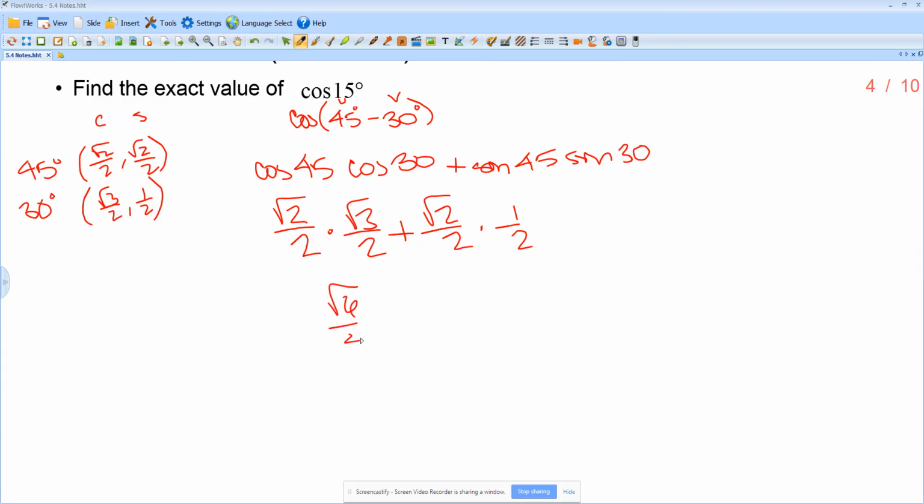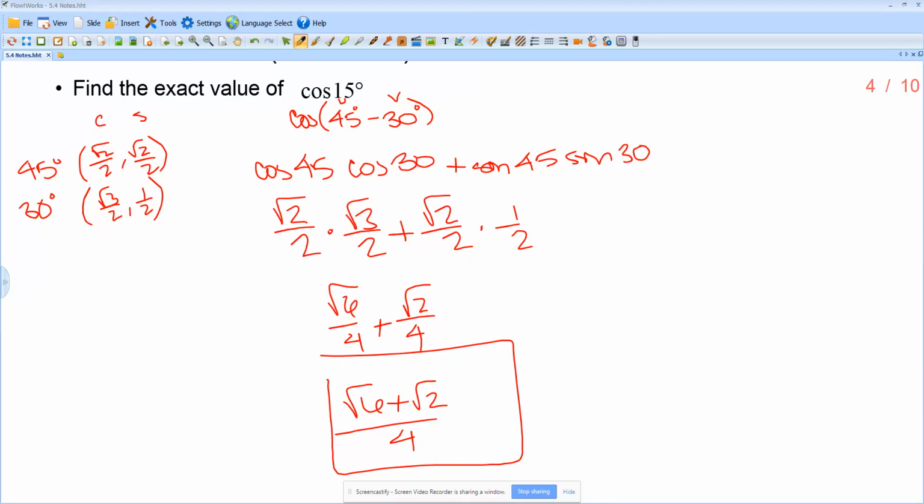This gives me root 6 over 4 plus root 2 over 4. So root 6 plus root 2 over 4. And same thing as the previous problem, I can't combine those in any way, I just leave it as root 6 plus root 2 over 4.